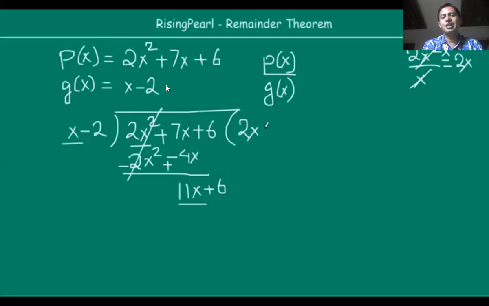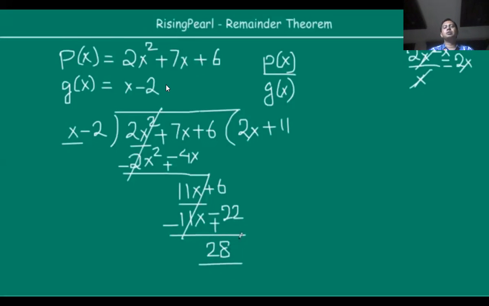So first we'll divide 11x by x, that is the first term of dividend by the first term of divisor. 11x by x will give you 11. The next term of quotient is 11. 11 into x is 11x, and 11 into minus 2 will give you minus 22. Then we'll change the sign: minus 11x and plus 22. 11x minus 11x is 0, and 6 plus 22 will give you 28. Here 28 is the remainder. The degree of this 28, we can write 28 as 28x raised to power 0, and the degree of this divisor is 1.